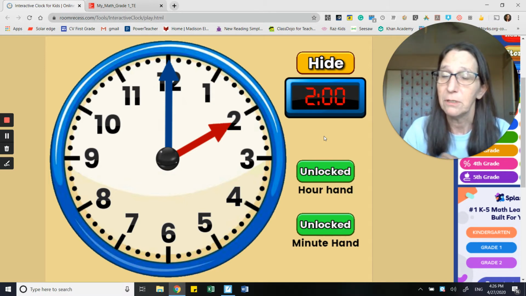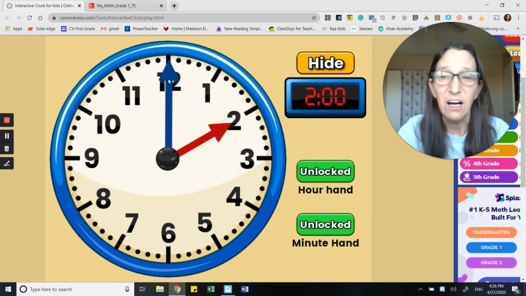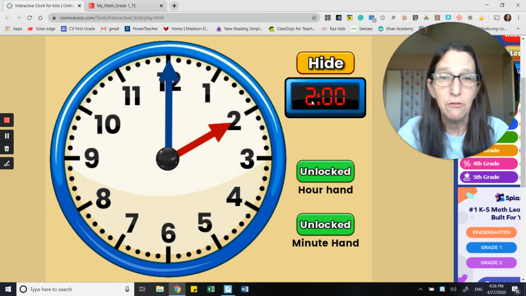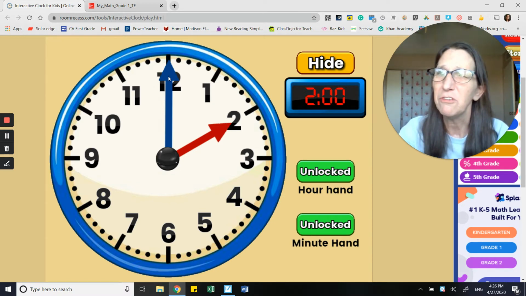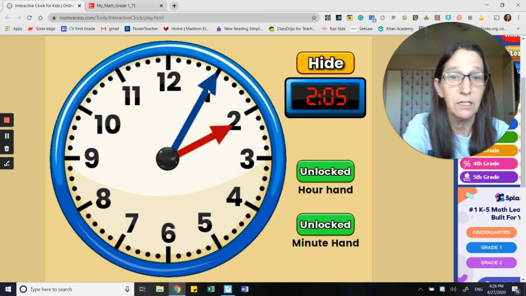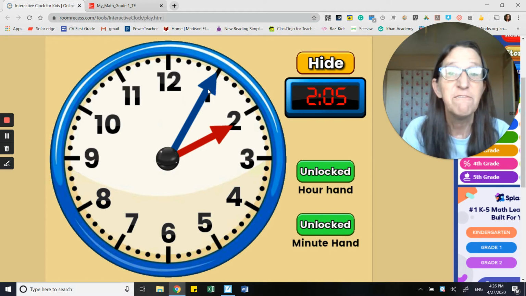Pretty cool, huh? When I look at this clock, I can tell the hour hand is pointing at the 2. See that here? The first number is the 2. And up here we've got zeros. Now let me tell you why those are zeros. Remember how I told you every time this moves to a number, it's 5 minutes? Look at my digital clock over here. See how it says 5? 5 minutes.